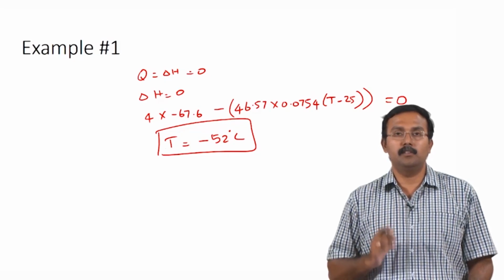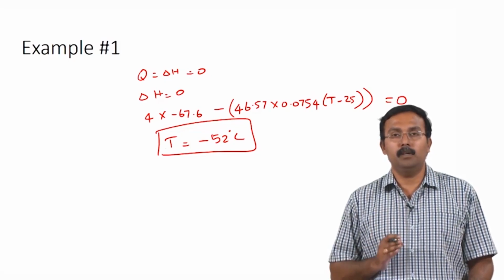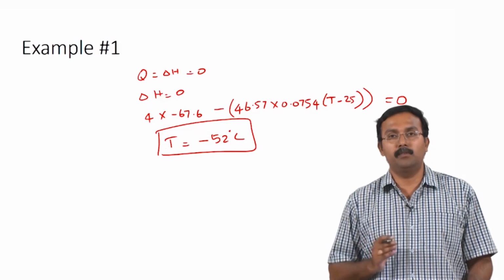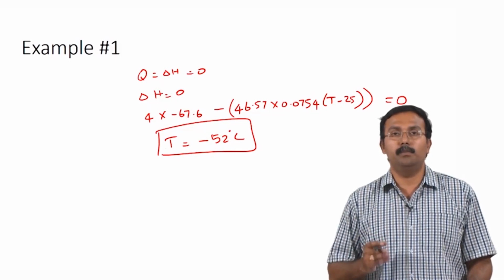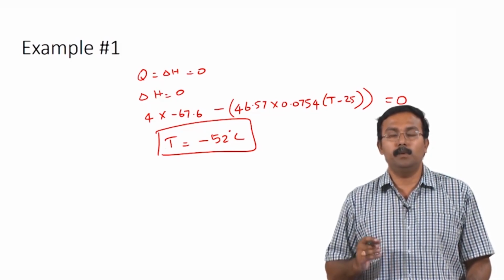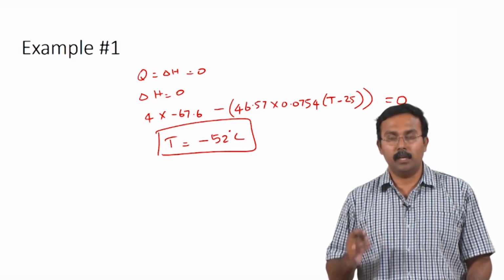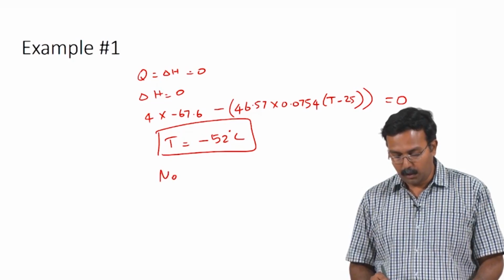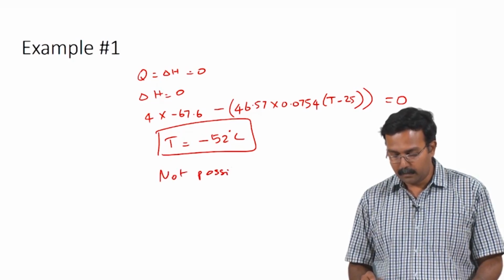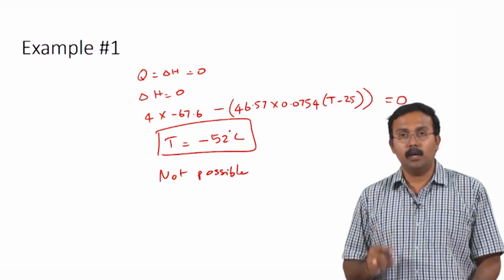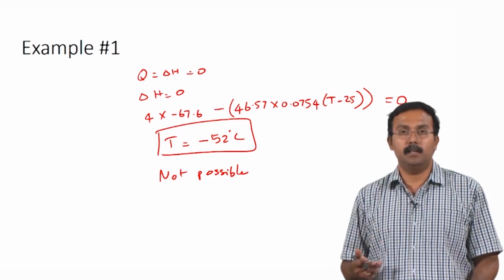In other words, this is not possible. You would not have liquid water at minus 52 degrees Celsius and 1 atmosphere, it would be a solid. So, this means we cannot use pure liquid water for the process to continue. So, this is not possible. Now we need to look at what other alternatives there are.